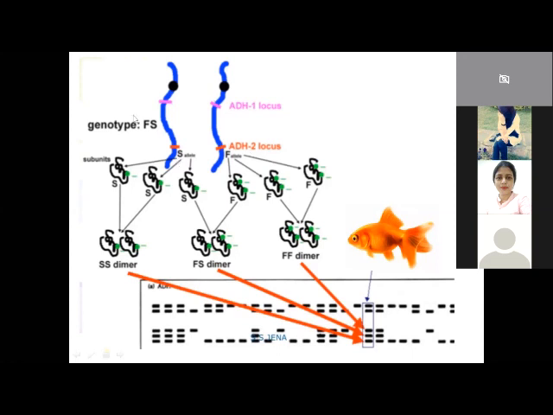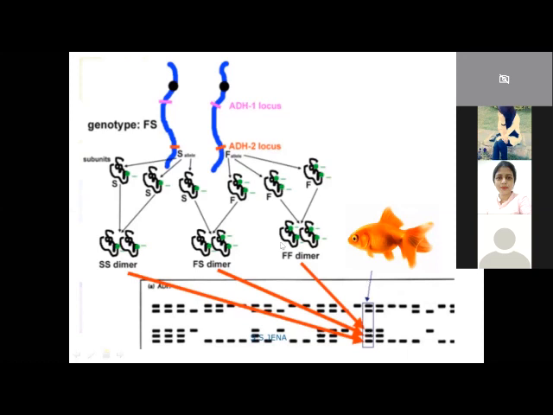So what happens if, in the same individual, expression takes place and then translation? The SS dimer of alcohol dehydrogenase will form, the FS dimer of alcohol dehydrogenase is formed, or the FF dimer of alcohol dehydrogenase is formed. So suppose there is one individual, one fish, in which the FF dimer forms, then what happens?